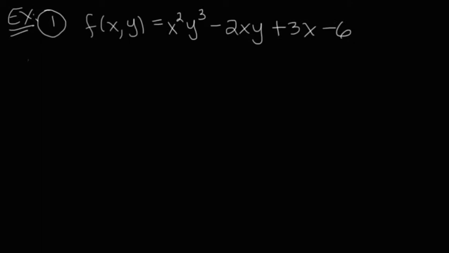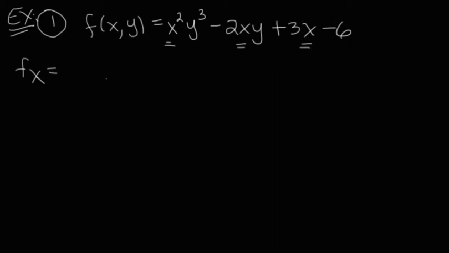If I start with f subscript x, I'm taking x as the variable. So just underline anything that has an x in it. That's going to be your variable, and the other things are constants. So for example, the y cubed, the y, this -6, the 3 and the 2 and so on, all of those are going to be constants.